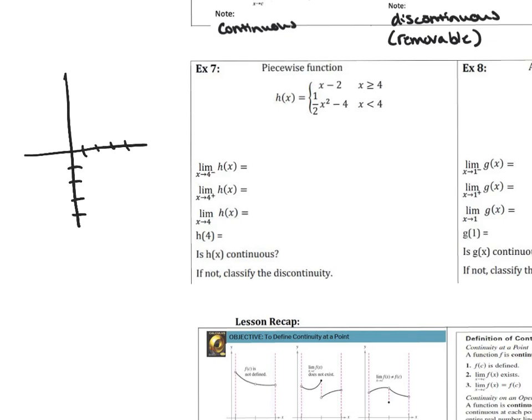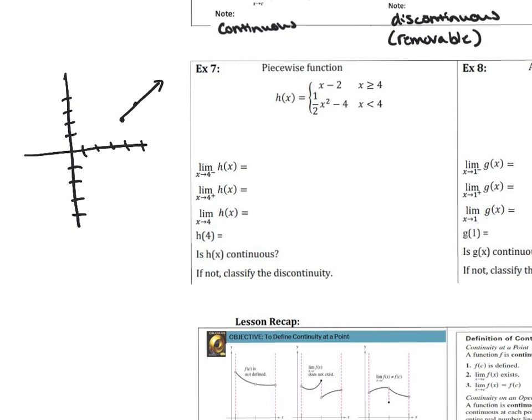All right, so as we look at our piecewise function, it's defined by the line x minus 2 when x is greater than or equal to 4. So if we plug in the x value of 4, we get a y value of 2. And then we know that it follows a line with a slope of 1 off into infinity. When we look at the second piece, we have 1/2 x squared minus 4.